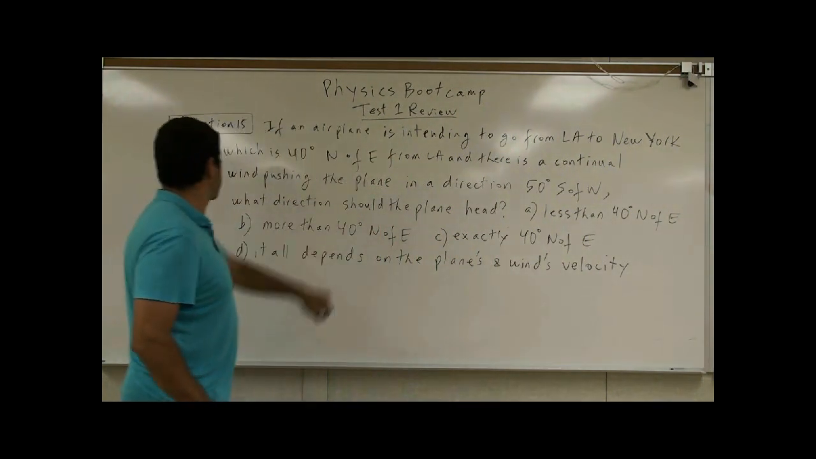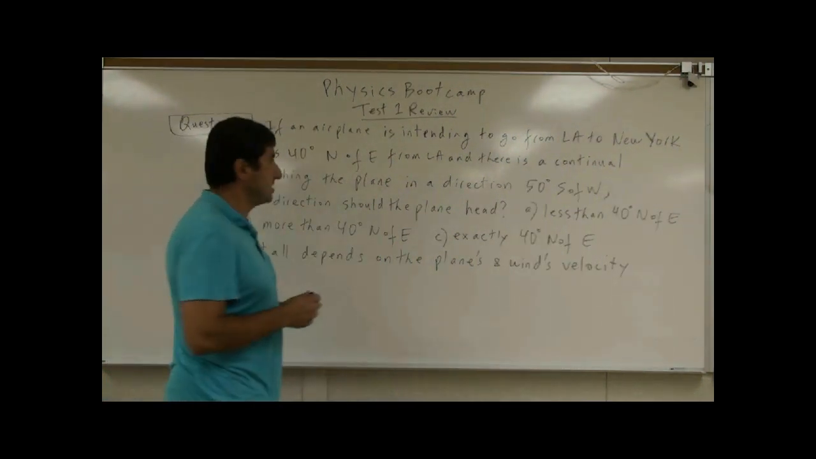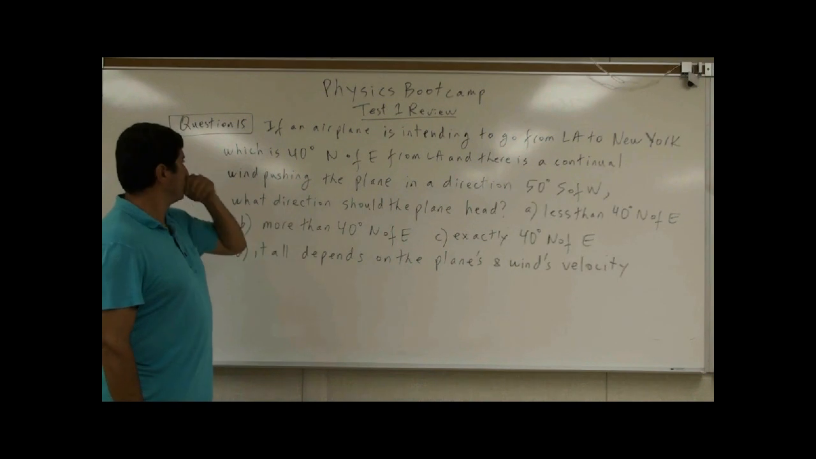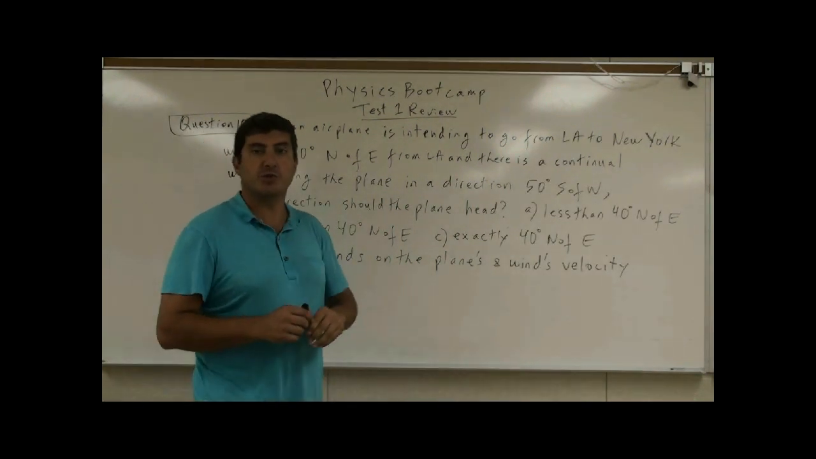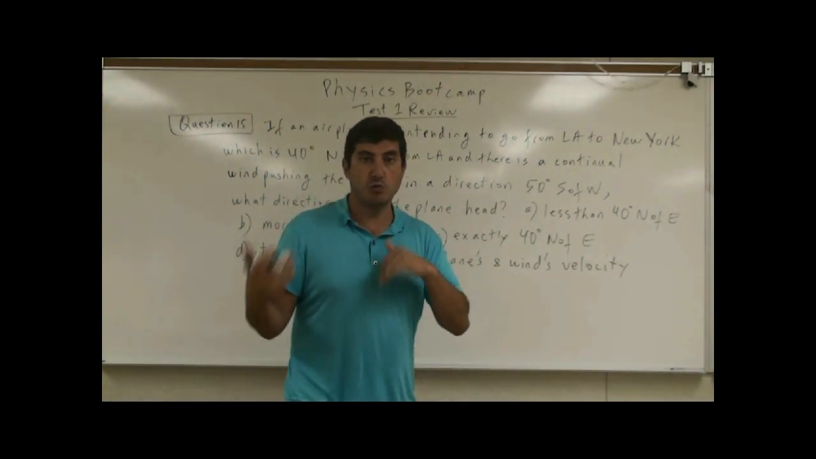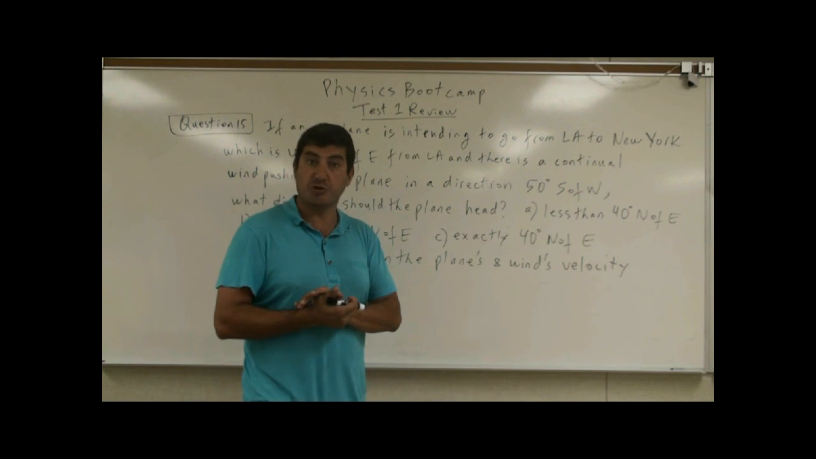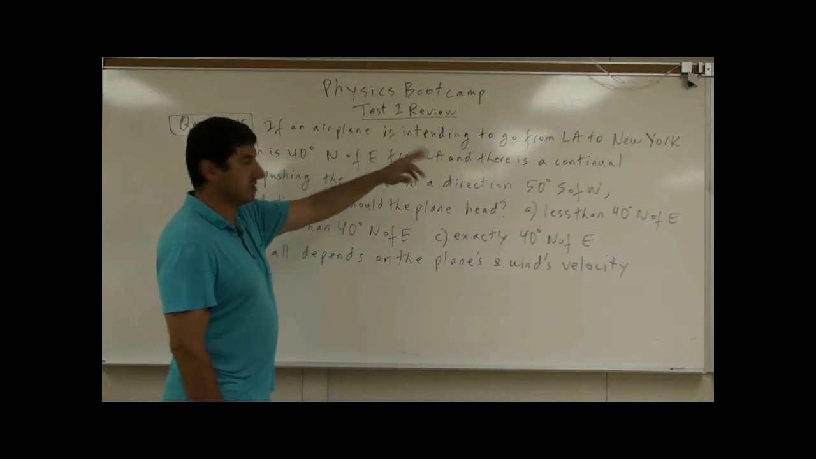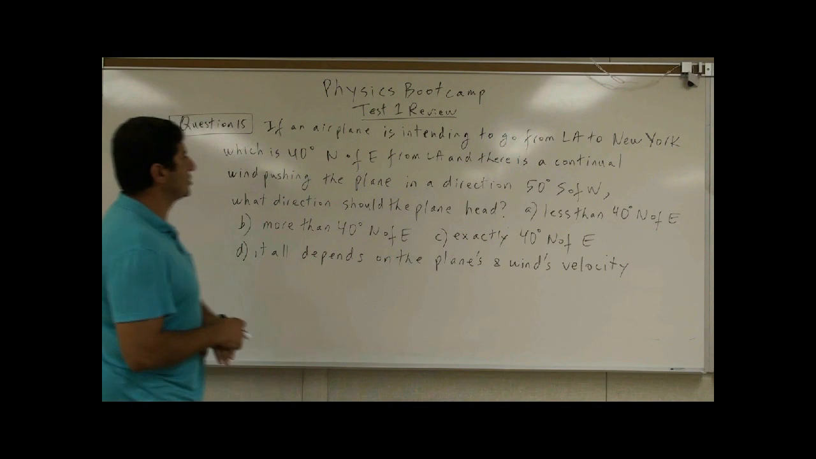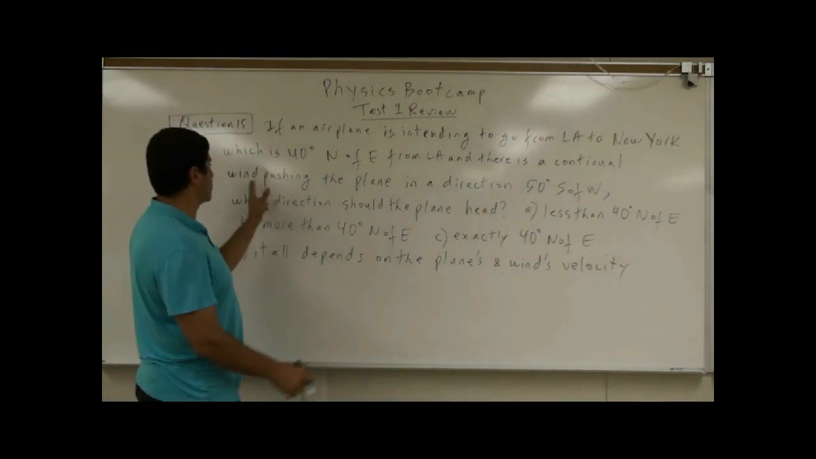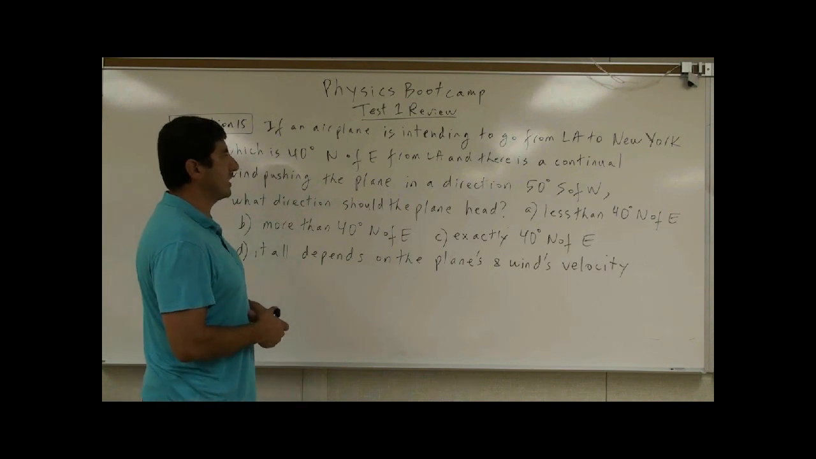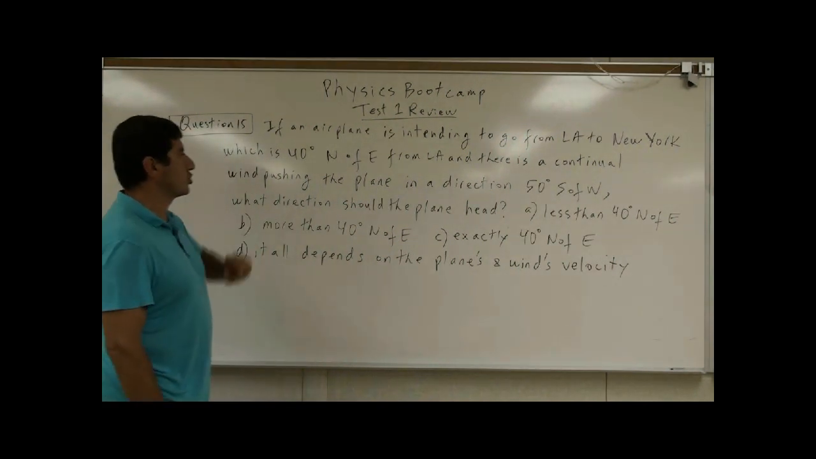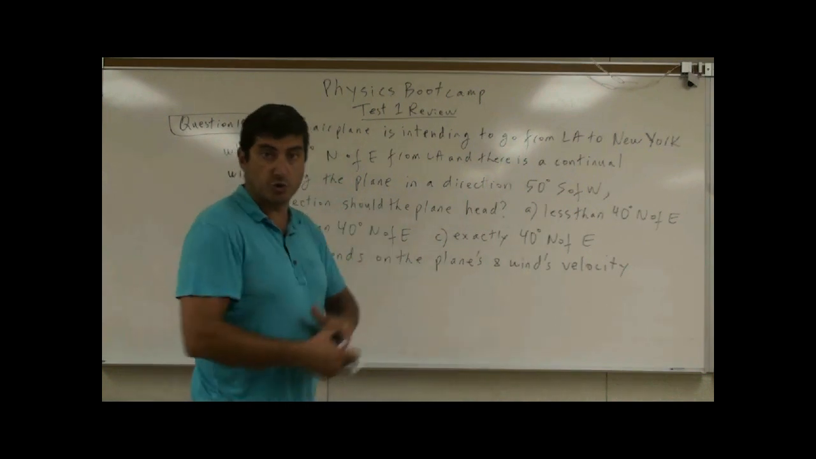The last question, question number 15, says: if an airplane is intending to go from LA to New York, which is 40 degrees north of east. Part of this problem is that it requires you to know the notation north of east, west of east, south of east. So this one means north of east. We're assuming here that New York is 40 degrees north of east from LA. And then there is a continual wind. As the plane is flying, there's a continual wind pushing the plane in a direction 50 degrees south of west. What direction should the plane head in order to end up in New York?